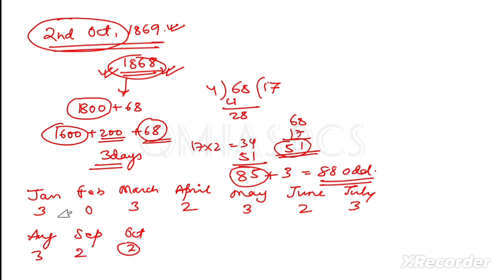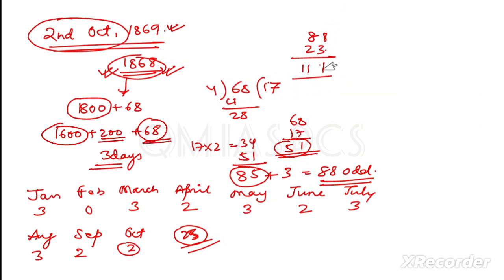Okay, so now add these: 3 plus 3 is 6, 6 plus 2 is 8, 8 plus 3 is 11, 11 plus 2 is 13, 13 plus 3 is 16, 16 plus 3 is 19, 19 plus 2 is 21, 21 plus 2 is 23. Okay, so we are getting 23 odd days here, and here is 88. So we write 88 plus 23, it will be 111.